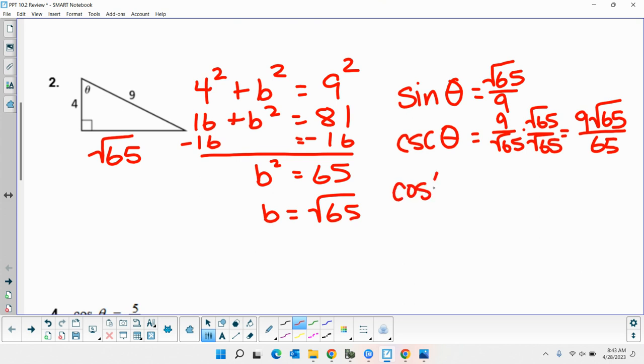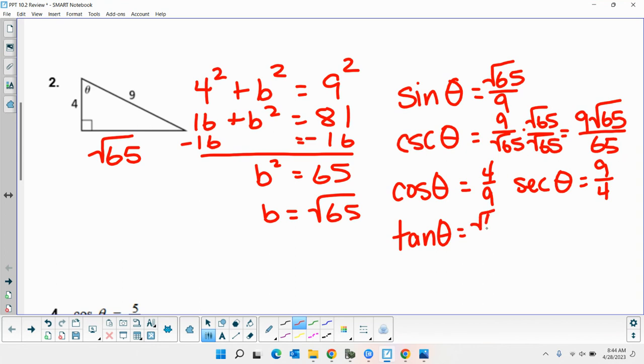Cosine is adjacent 4 over hypotenuse 9. I'll do secant here because I'm going to need some room. So 9 over 4, that one's quick and easy. Tangent, theta opposite, square root of 65 over adjacent 4. And then the cotangent is the reciprocal of that, which means I have to rationalize that denominator.